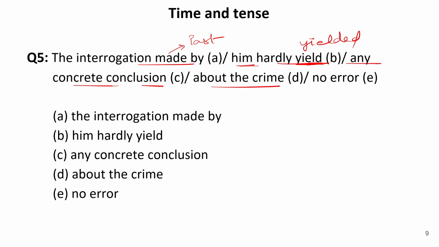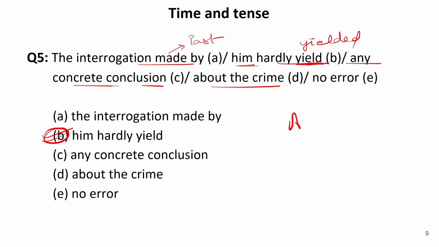First thing. Second thing, if it is in present tense, the interrogation made by him, first of all, the interrogation is the singular subject. And if it is the singular subject, here we need the singular form of verb, which had been yields. One more thing. Both the sides, B part is the only error because it is containing the word "yield," which is grammatically incorrect. Therefore, B is the correct answer.